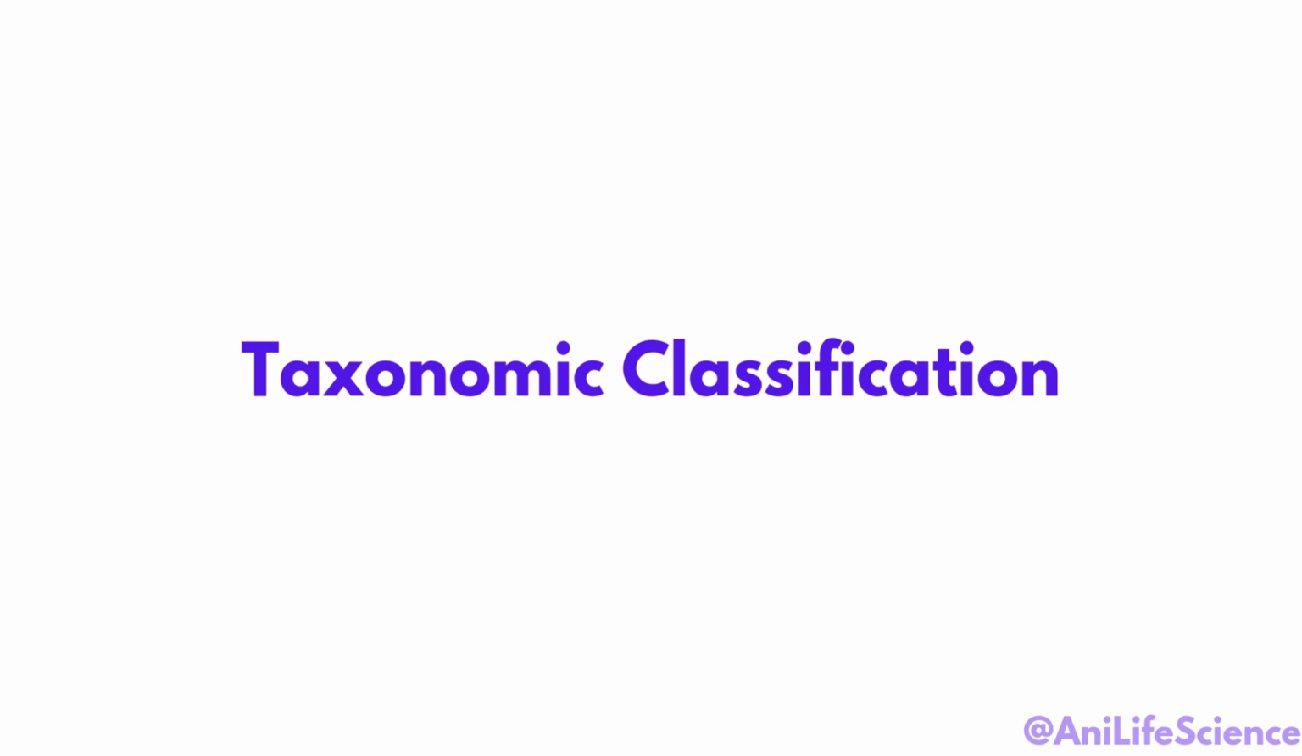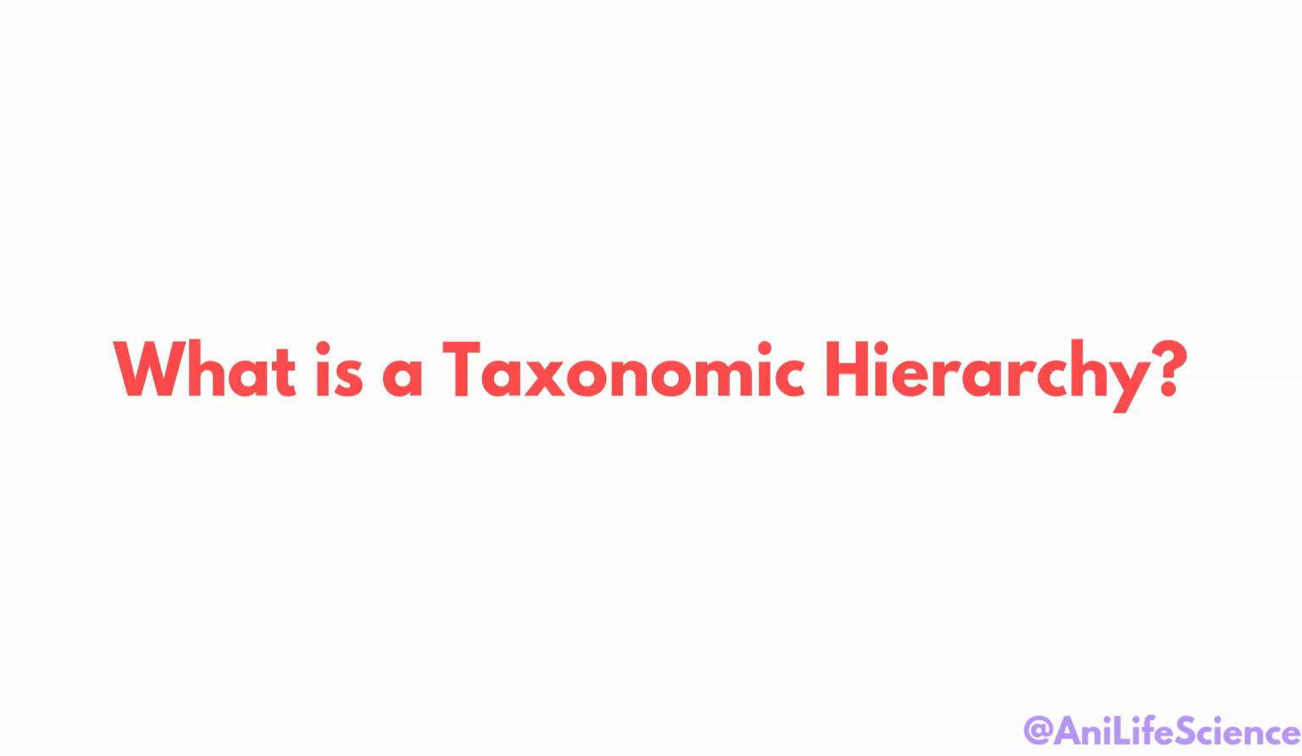Taxonomic classification. Taxonomic classification is the method scientists use to organize and group living organisms. It involves arranging organisms into categories called taxa based on shared characteristics. Let's break this down step by step to make it easier to understand. What is a taxonomic hierarchy?